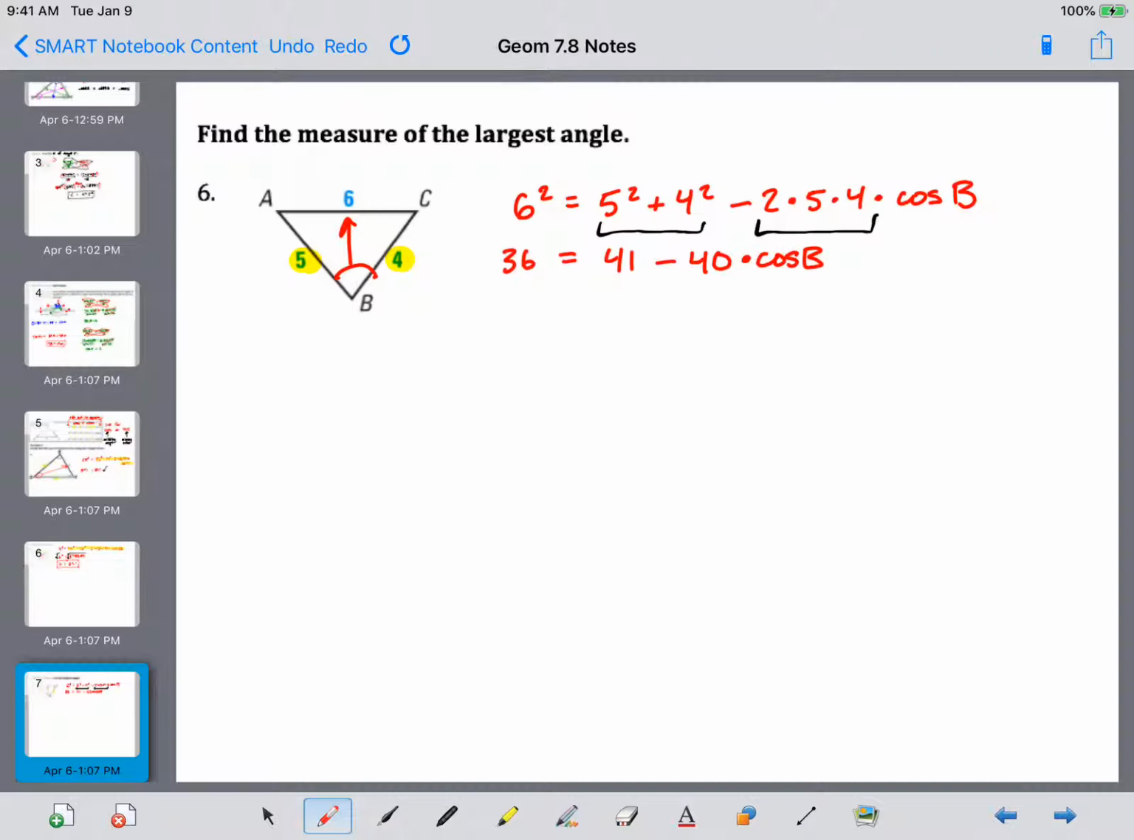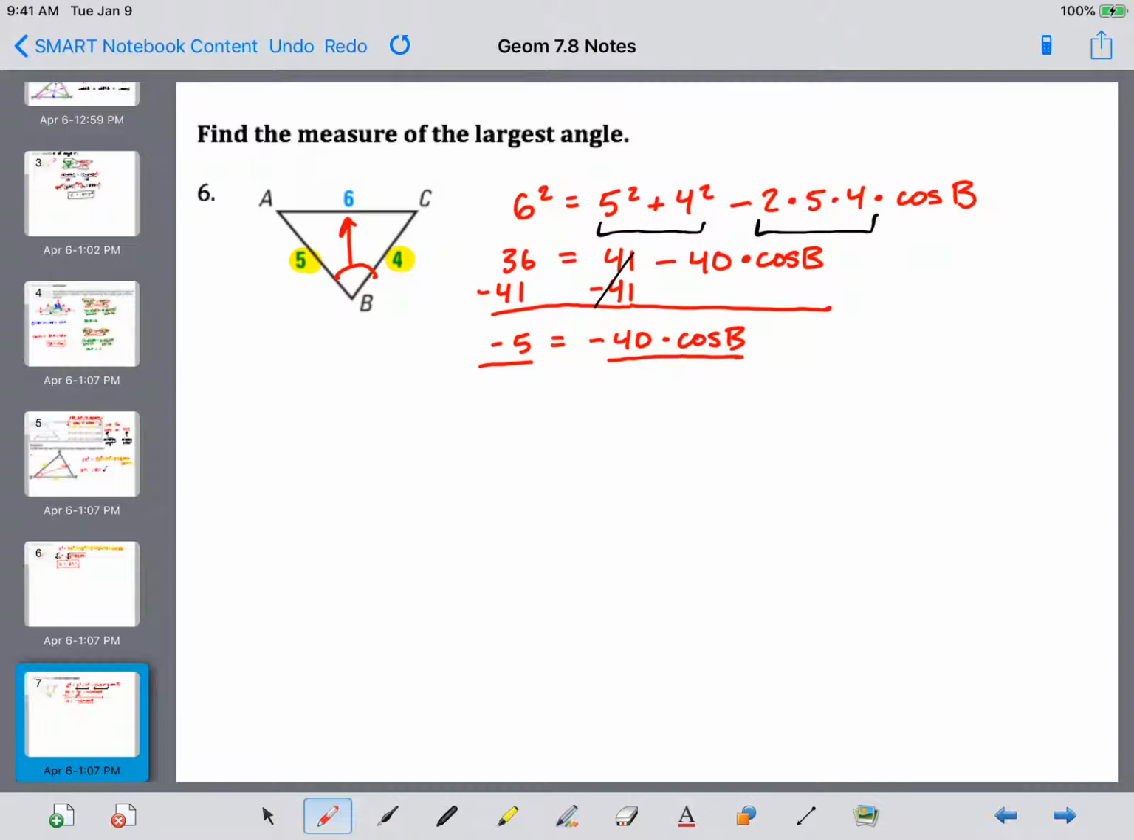Now here is where I always see students making mistakes. They want to combine these, but those are not like terms. That 41 is just an integer. The minus 40 is being multiplied to the cosine of b. So you can't combine them, so don't. All right, so how we have to take care of this is by first getting rid of that 41 by subtracting it. And that is always going to be your first step when solving this type of problem. You subtract that number in front. So this ends up being negative 5 equals negative 40 times the cosine of b.